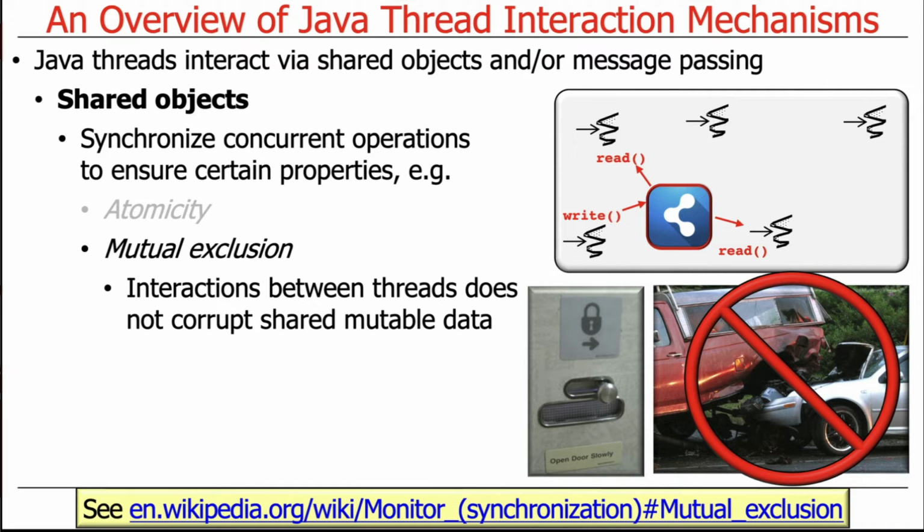So that's atomicity. Another important property is mutual exclusion, which means that interactions between threads don't corrupt shared mutable state. This is what's often called mutual exclusion. It's a variant of what synchronization is. Here are a couple of whimsical metaphors to think about when you think about mutual exclusion. These two vehicles ended up sharing the same space. And that's not a good thing. They were corrupted, right? They were in the same space. And so you don't want that. You don't want to end up sharing things and having corruption and collision. So mutual exclusion mechanisms keep things apart.